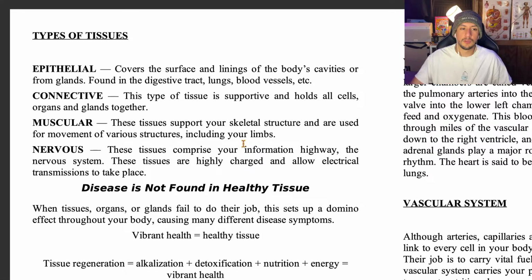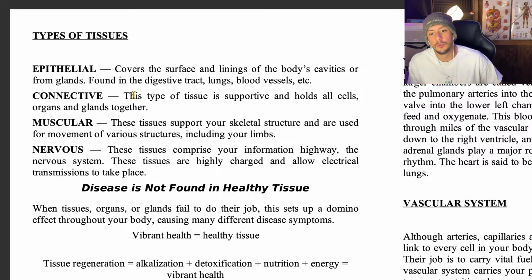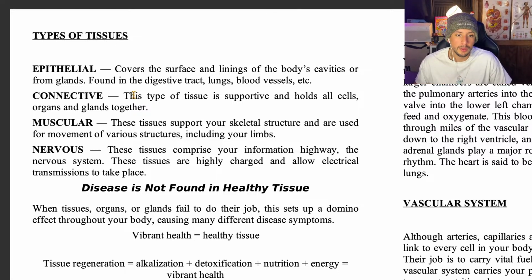So the types of tissues are epithelial. This covers the surface and the linings of the body's cavities or forms glands. They're found in the digestive tract, lungs, blood vessels, etc. Connective, this type of tissue is supportive and holds all cells, organs, and glands together. We got muscular. These tissues support your skeletal structure and are used for movement of various structures, including your limbs. We got nervous. These tissues comprise your information highway, the nervous system. These tissues are highly charged and allow electrical transmissions to take place.